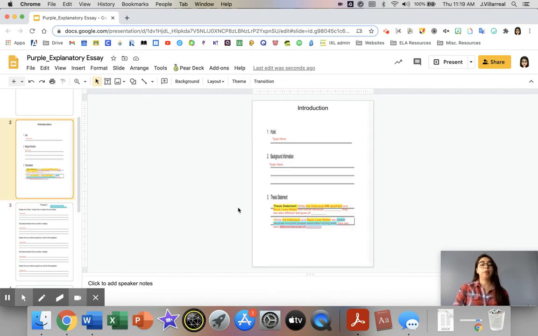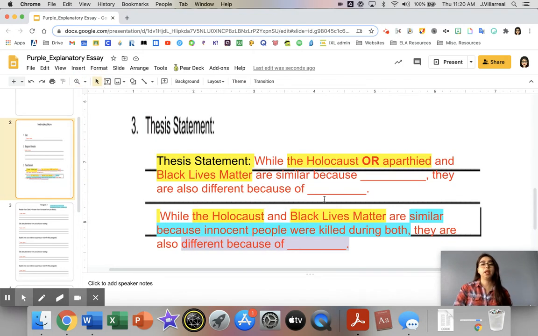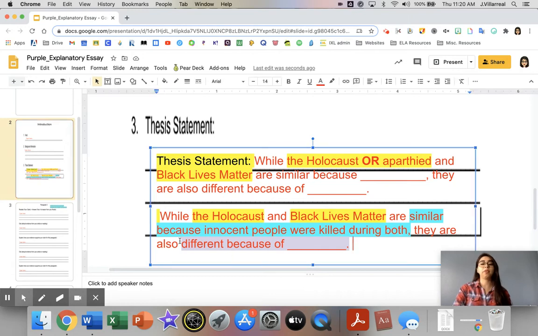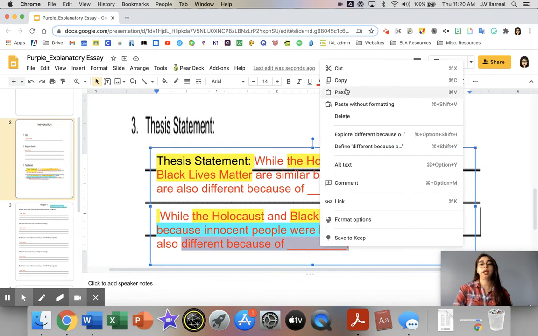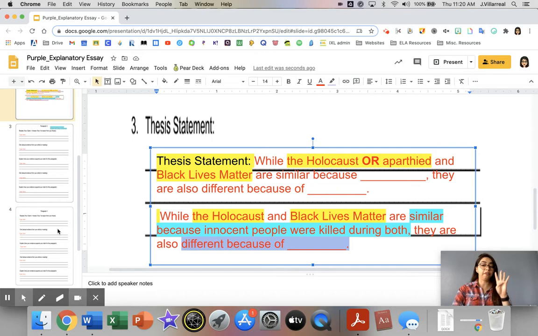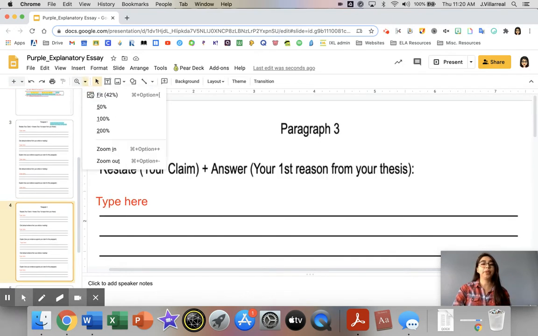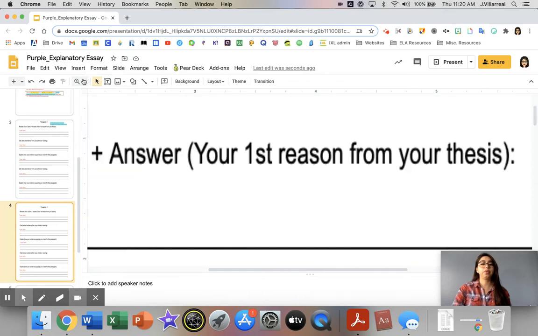Okay, now I want you to go back to your thesis statement, and then I want you to do the same thing but for your difference. So whatever your difference was, you're going to go ahead and copy it. And then now you're going to go to slide 4, which is your third body paragraph. I'm going to zoom out a little bit.